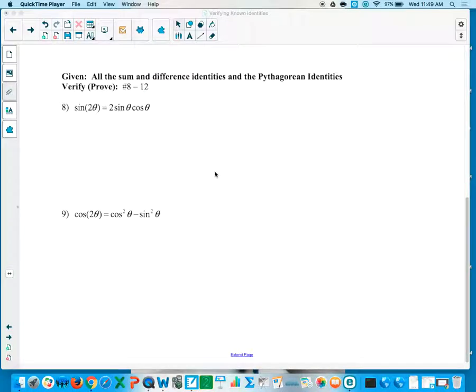Okay, with these identities, you're going to take the sum and difference identities and expand, and then potentially use the Pythagorean identities to simplify them down if needed. So our first one, we're going to break 2 theta into theta plus theta.